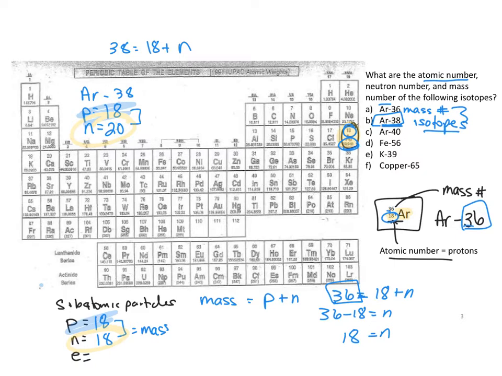Oh, we have another isotope here. We have argon 40. So the number of protons, once again, is 18, because that's argon. The neutrons are going to be different. So now the mass is 40 equals 18 plus N. So what is 40 minus 18? 22. And then of course the mass equals 40 here. And the mass of the previous one equaled 38.